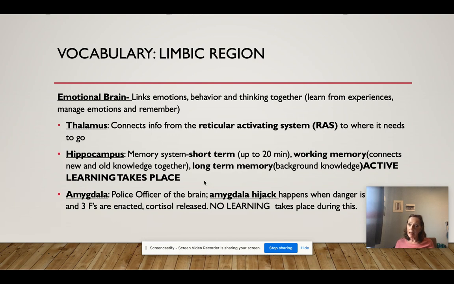So if that happens, then cortisol is released. And cortisol is a stress hormone, a stress chemical. So no learning will take place during this because there's a heightened state, and information cannot get to the hippocampus. Okay, it's stuck with the amygdala, and adrenaline and cortisol are released.